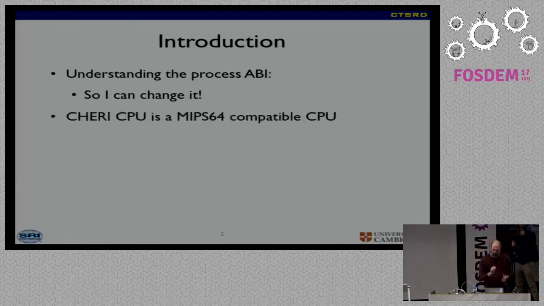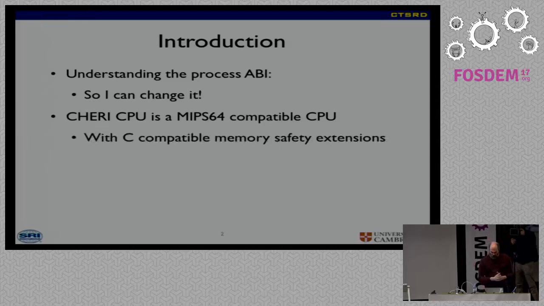The reason that I want to change it is that I'm part of a research project at SRI International and the University of Cambridge, where we're developing extensions to CPU ISAs, which give us the ability to make C-compatible memory safety and enforce it in hardware. So we can recompile C code and eliminate most buffer overflows pretty much out of the box with only some minor changes to runtimes. And I had to dig into all these bits of how a simple program like Hello World works in order to change them in the right way to make this all work.